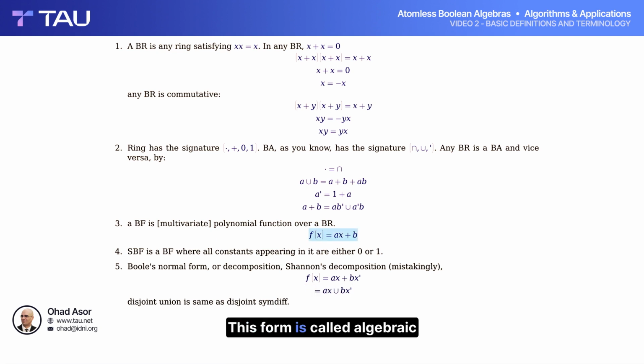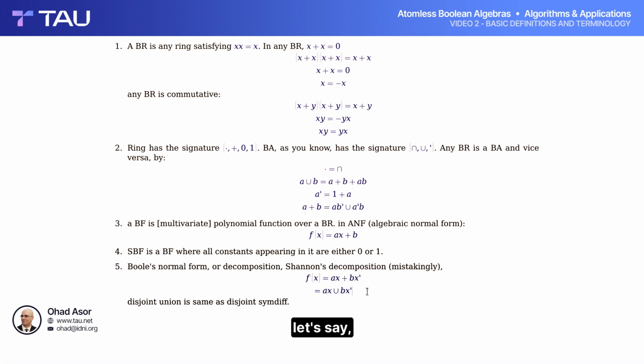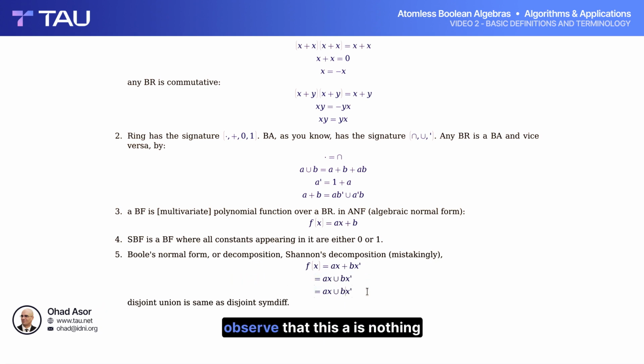This form is called algebraic normal form. So in the algebraic normal form, we have this. And to move from, let's say, algebraic normal form to Boole's normal form, it's very easy. For one thing, observe that this A is nothing but f evaluated at 1, and this B is nothing but f evaluated at 0. So any univariate Boolean function you can write this way.